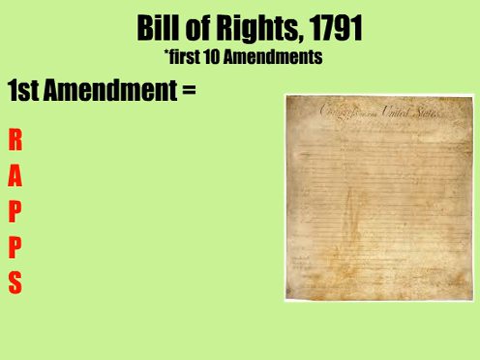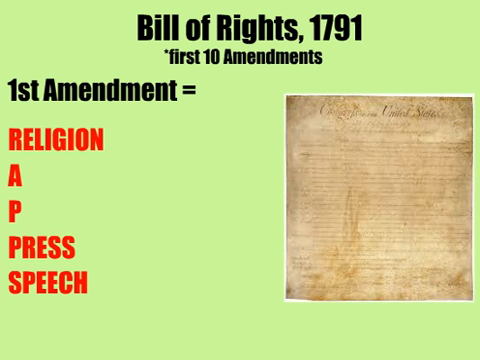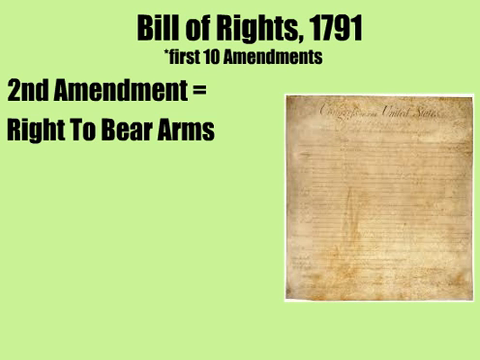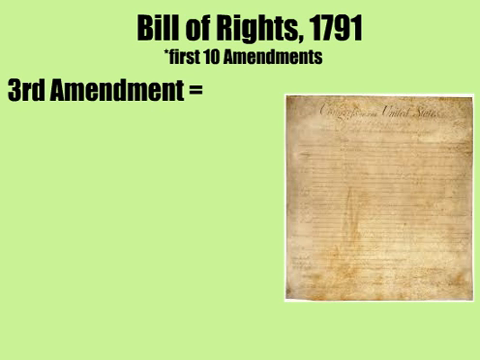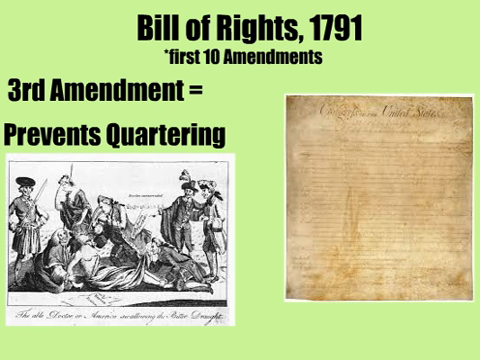The First Amendment provides for 5 protections. Remember, RAPS. For freedom of speech, freedom of the press, freedom of religion, the right to assemble, and the right to petition the government. The Second Amendment protects the right to bear arms, or remember, to bear arms. The Third Amendment prevents the quartering of troops, or the forcing of civilians to house soldiers.